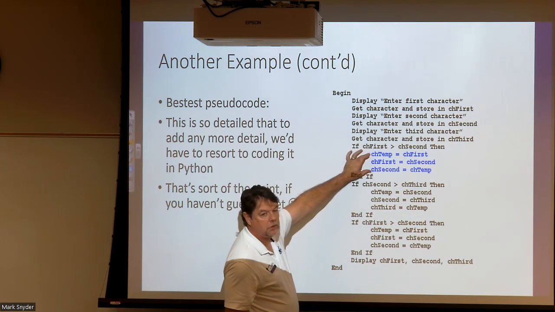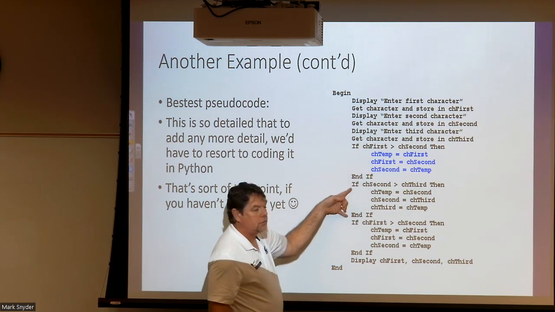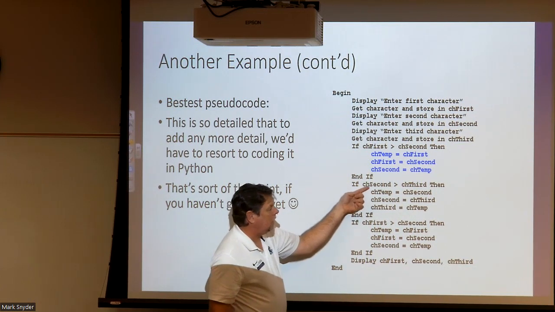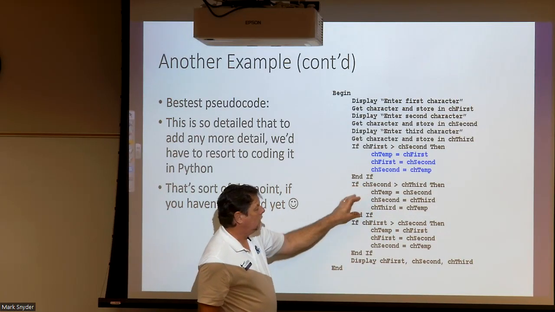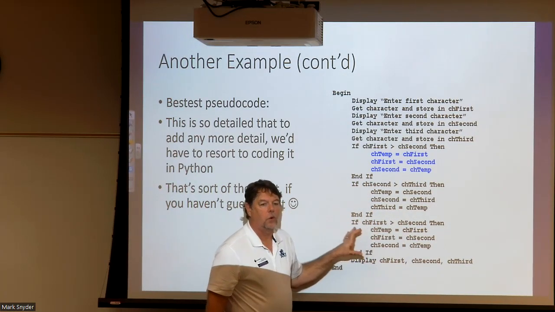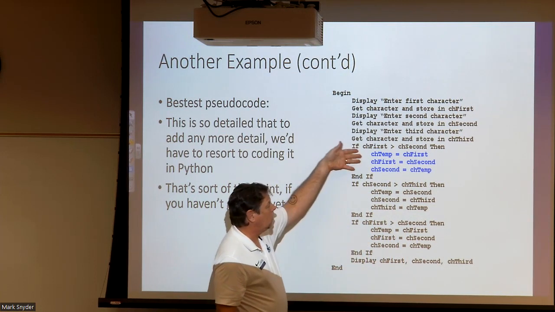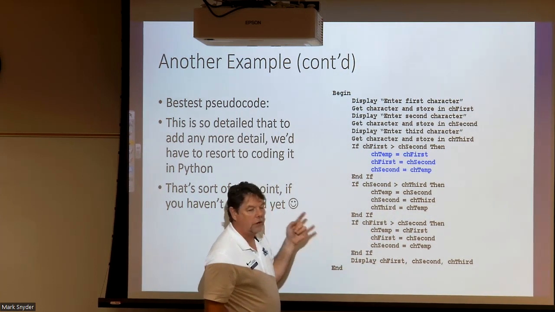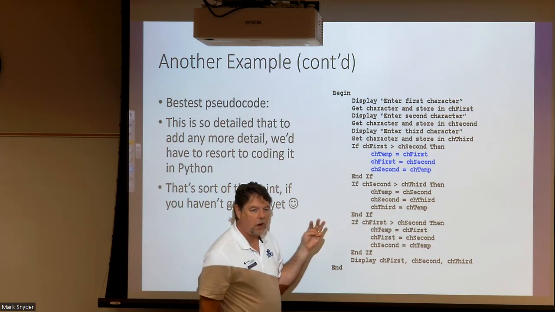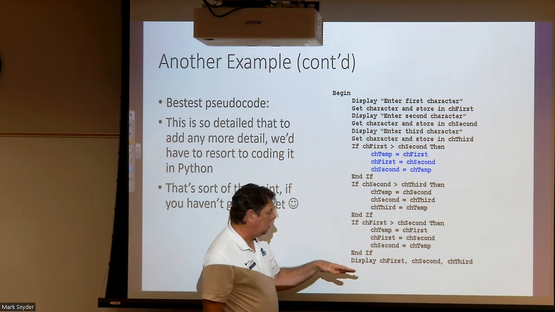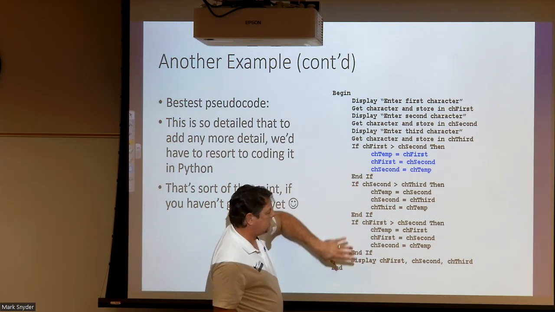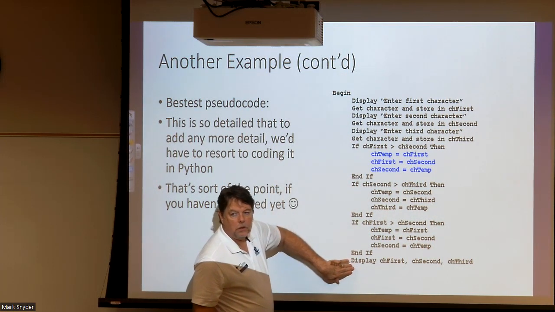This is how we swap. Next, we do the second step, which is, if the second and third are out of order, swap them. Then if the first and second are out of order, we swap them. So if you do those three swaps, you're guaranteed to have those three variables in the right order. And then finally is our output phase of our program. So inputs, processing, outputs.